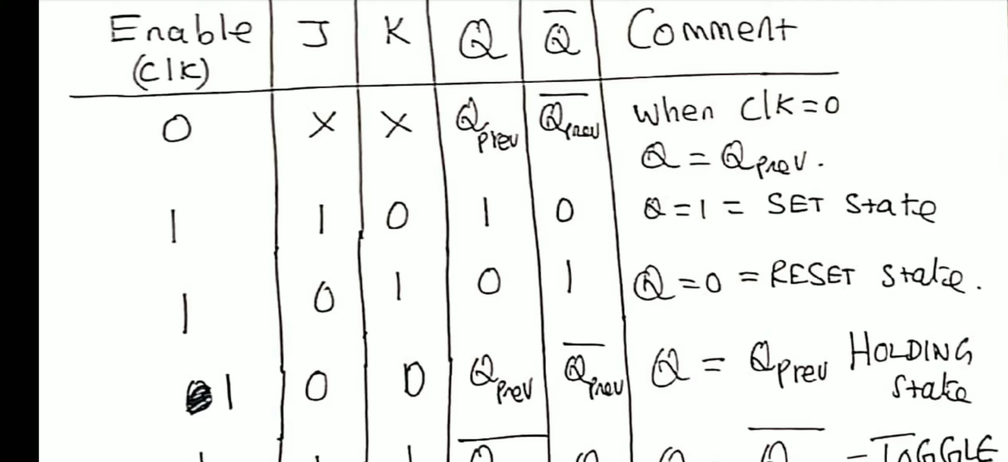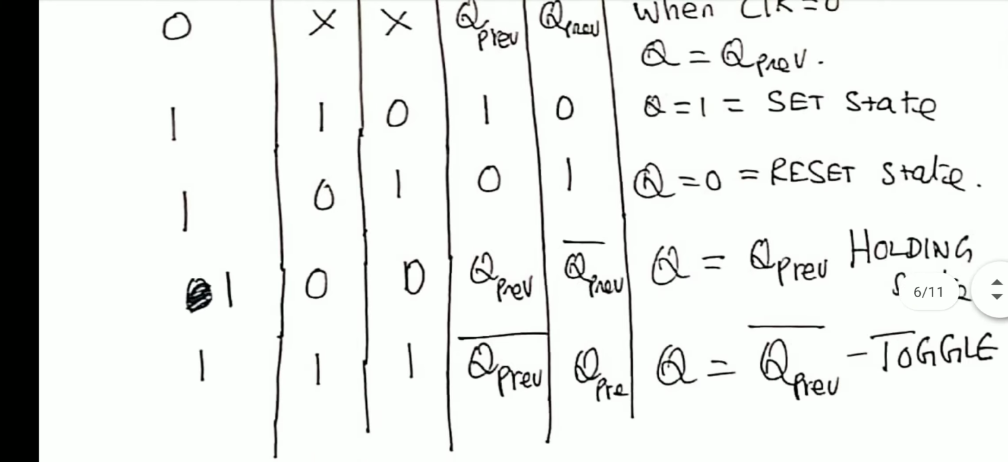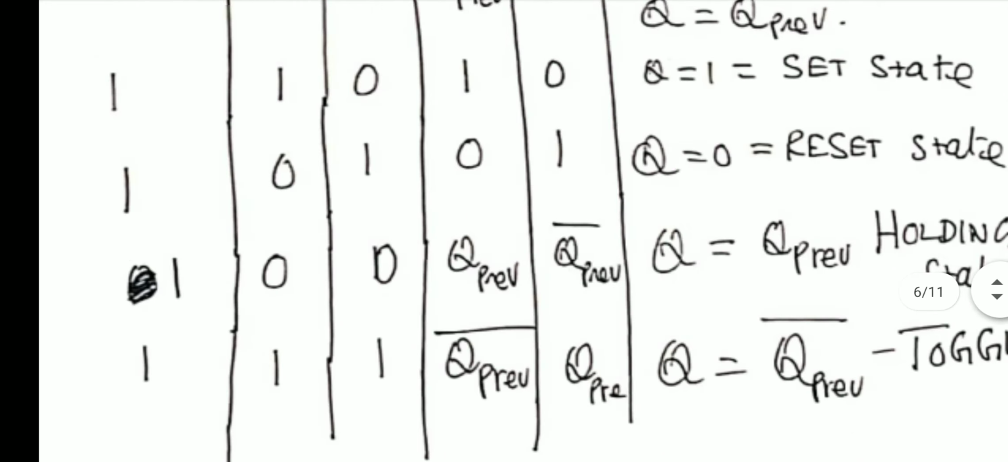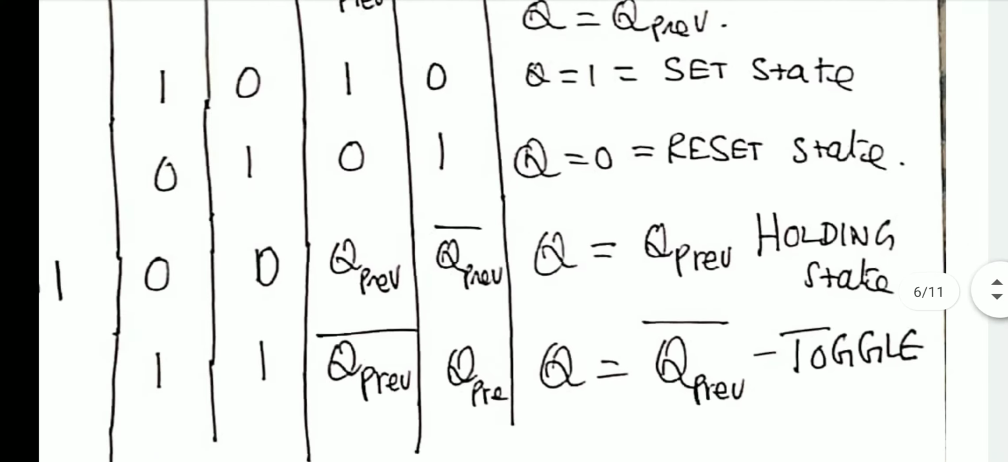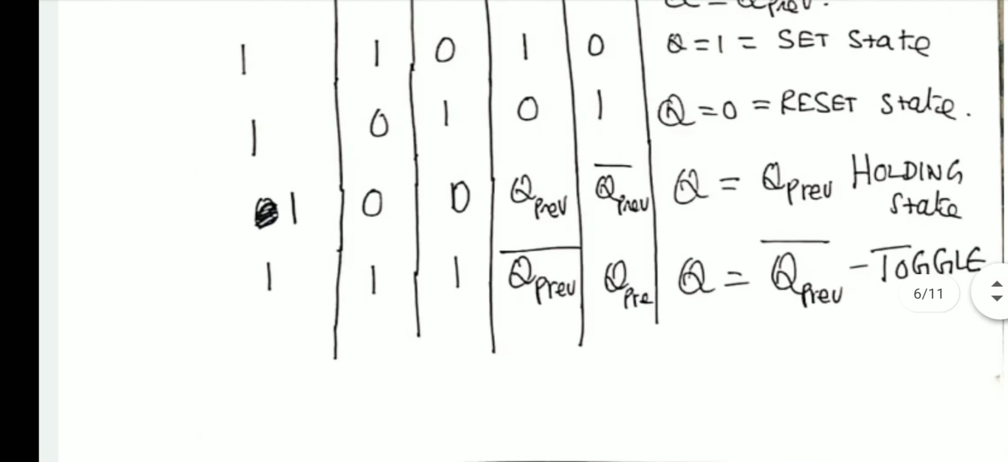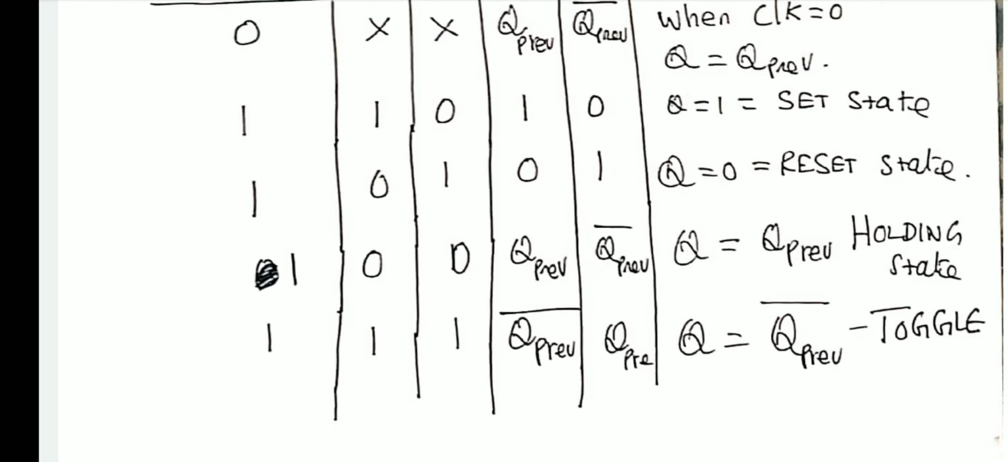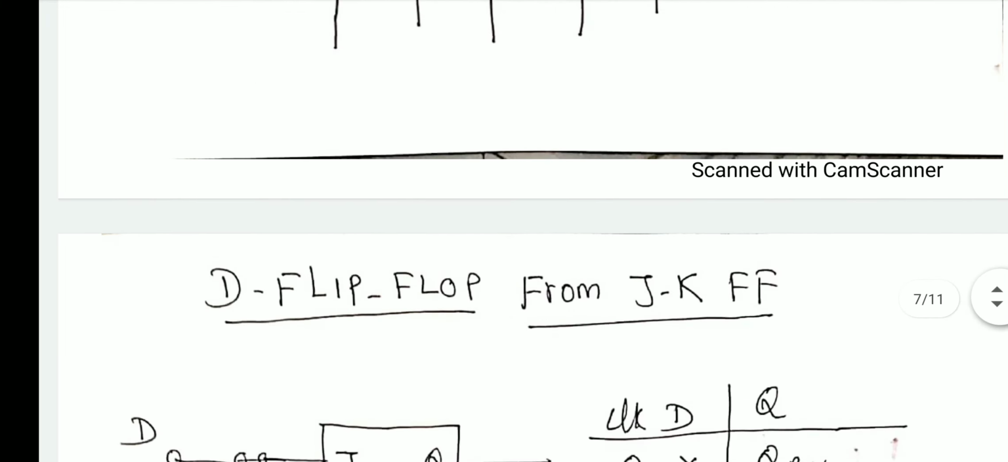But the speciality of this particular flip-flop is that when both J and K become 1, Q becomes Q previous bar. That is toggling. When the previous value is 0, the new value is 1, and when the previous value is 1, the new value is 0. This is called toggling. So the toggle property is the peculiar property of the JK flip-flop.